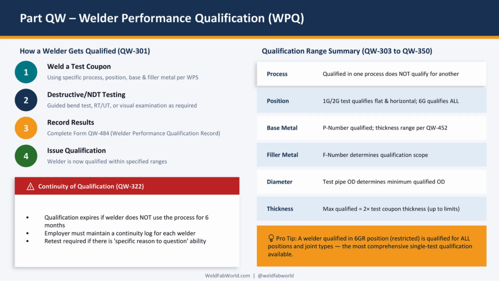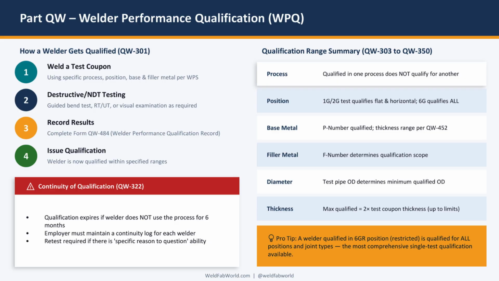Now let's talk about the welder's side, the WPQ. This is personal, it's about the individual skill of the person holding the electrode. How a welder gets qualified, QW 301. Step 1. The welder makes a test coupon using a specific process, position, base metal, and filler metal, following a qualified WPS. They can't freestyle it.